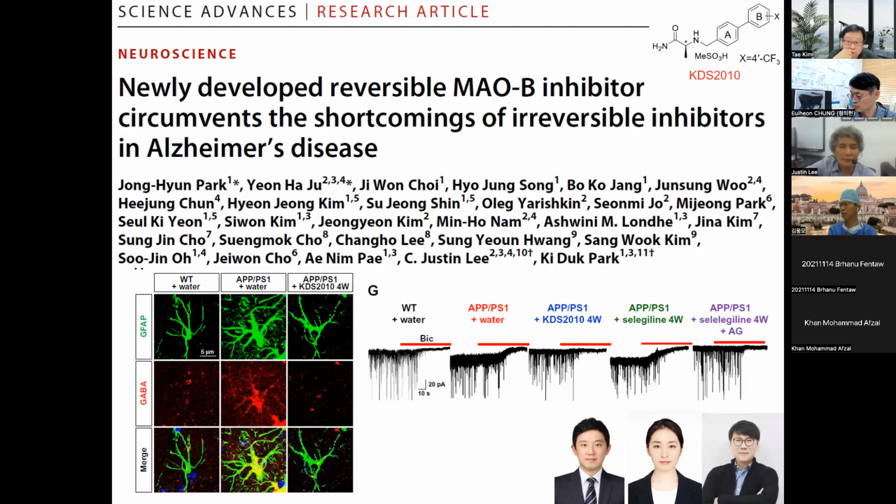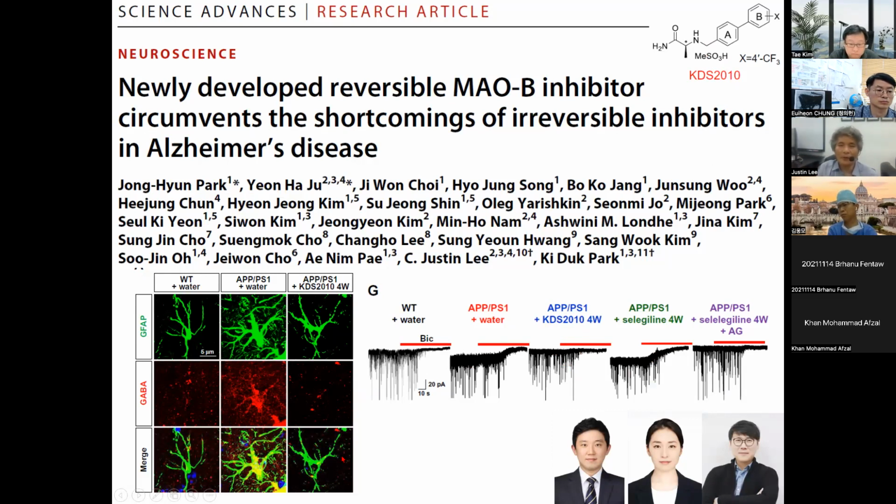somehow reverted the GABA production. And we decided that we should make a reversible MAO-B inhibitor. So we made this KDS2010, and it turned out that using this reversible MAO-B inhibitor, we were able to circumvent all these problems of the irreversible inhibitors such as selegiline, so that when we use this KDS2010 for 4 weeks, we were able to continuously block the GABA synthesis, and at the same time, the astrogliosis was also inhibited continuously for a long time.